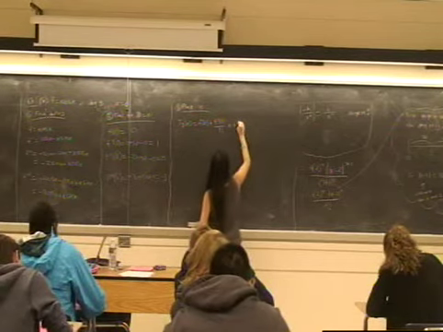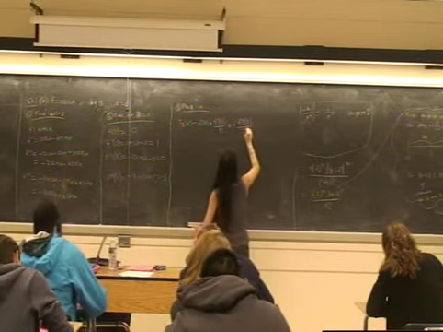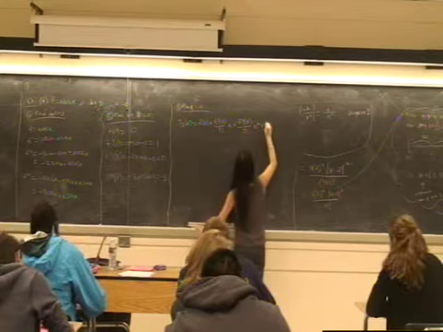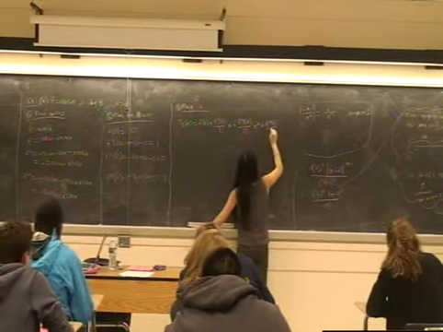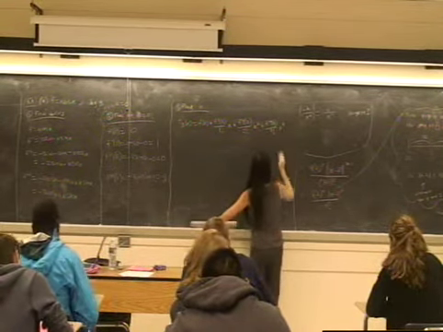factorial times x plus f double prime 0 over 2 factorial times x squared plus f triple prime 0 over 3 factorial times x cubed.